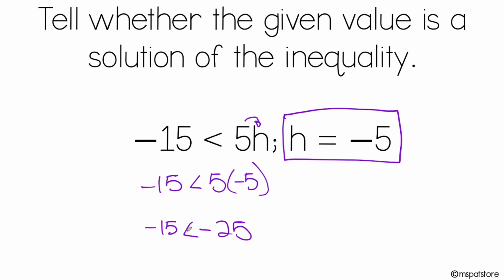So let's see if this is true. -15 is less than -25. Actually, no, because -25 is farther from 0 than -15. Remember that when negative numbers are moving away from 0, they are becoming smaller and smaller. So actually, negative 25 is smaller than negative 15. So, no, this is not true. That's why this is not a solution, because it is not true. Negative 25 is actually less than negative 15.